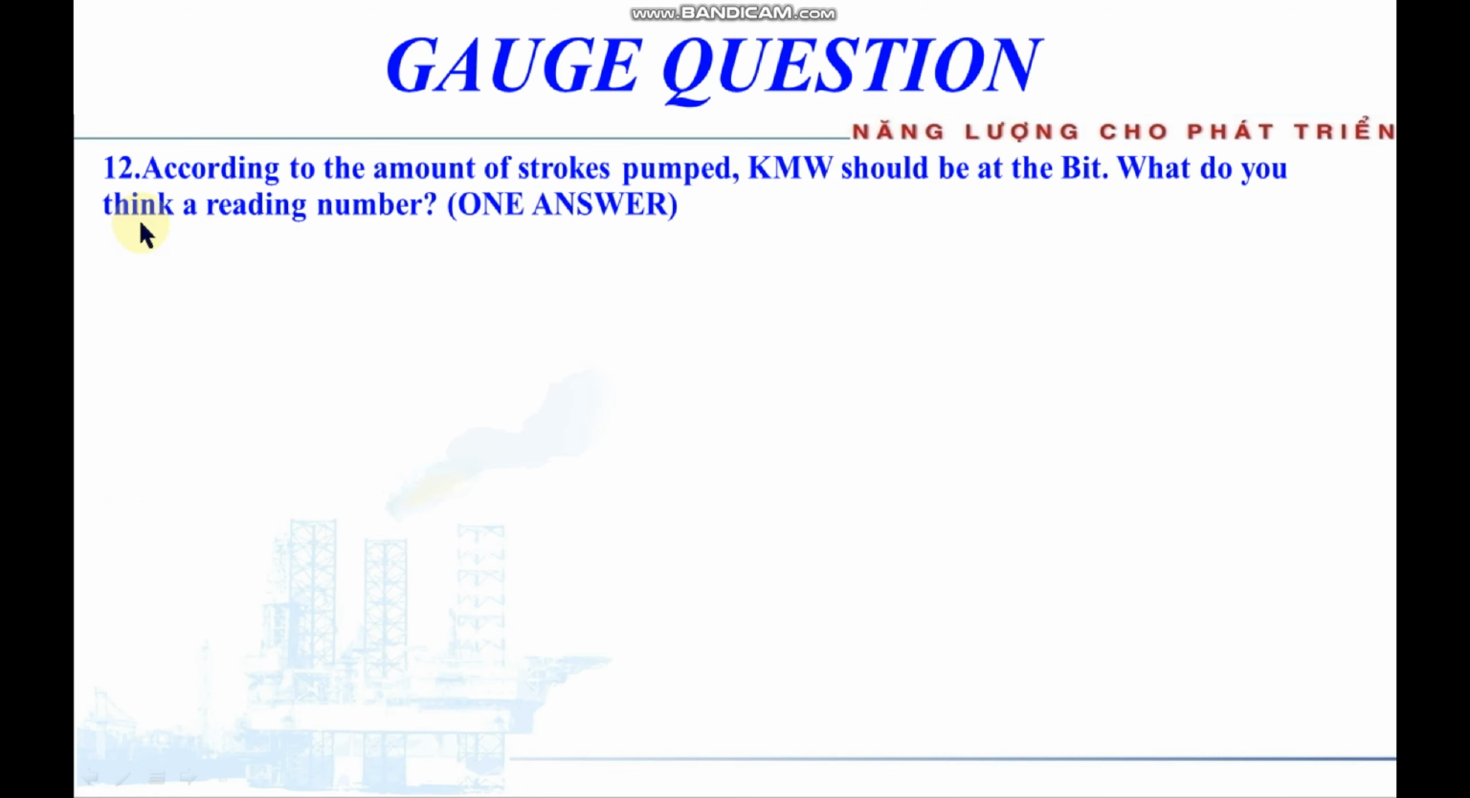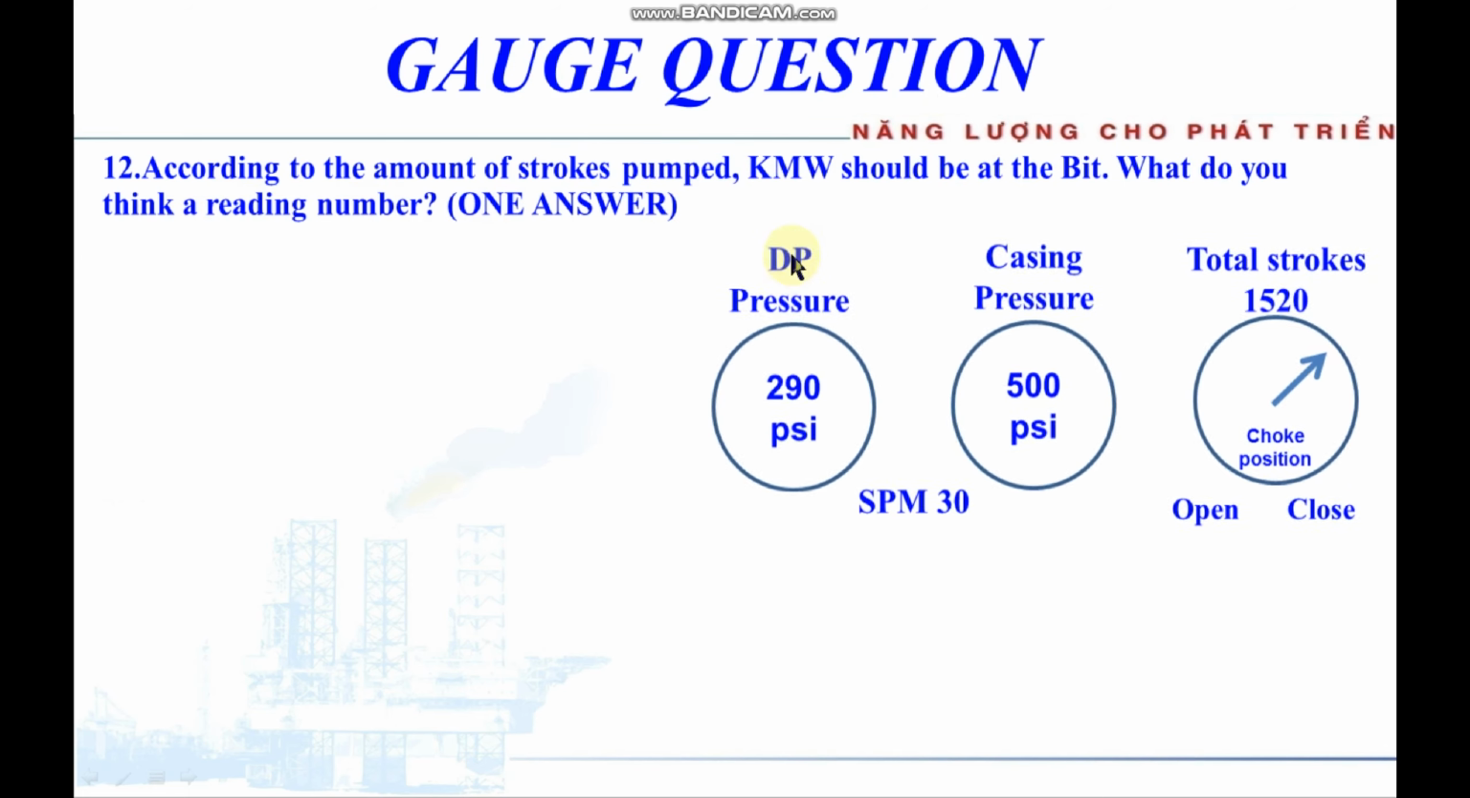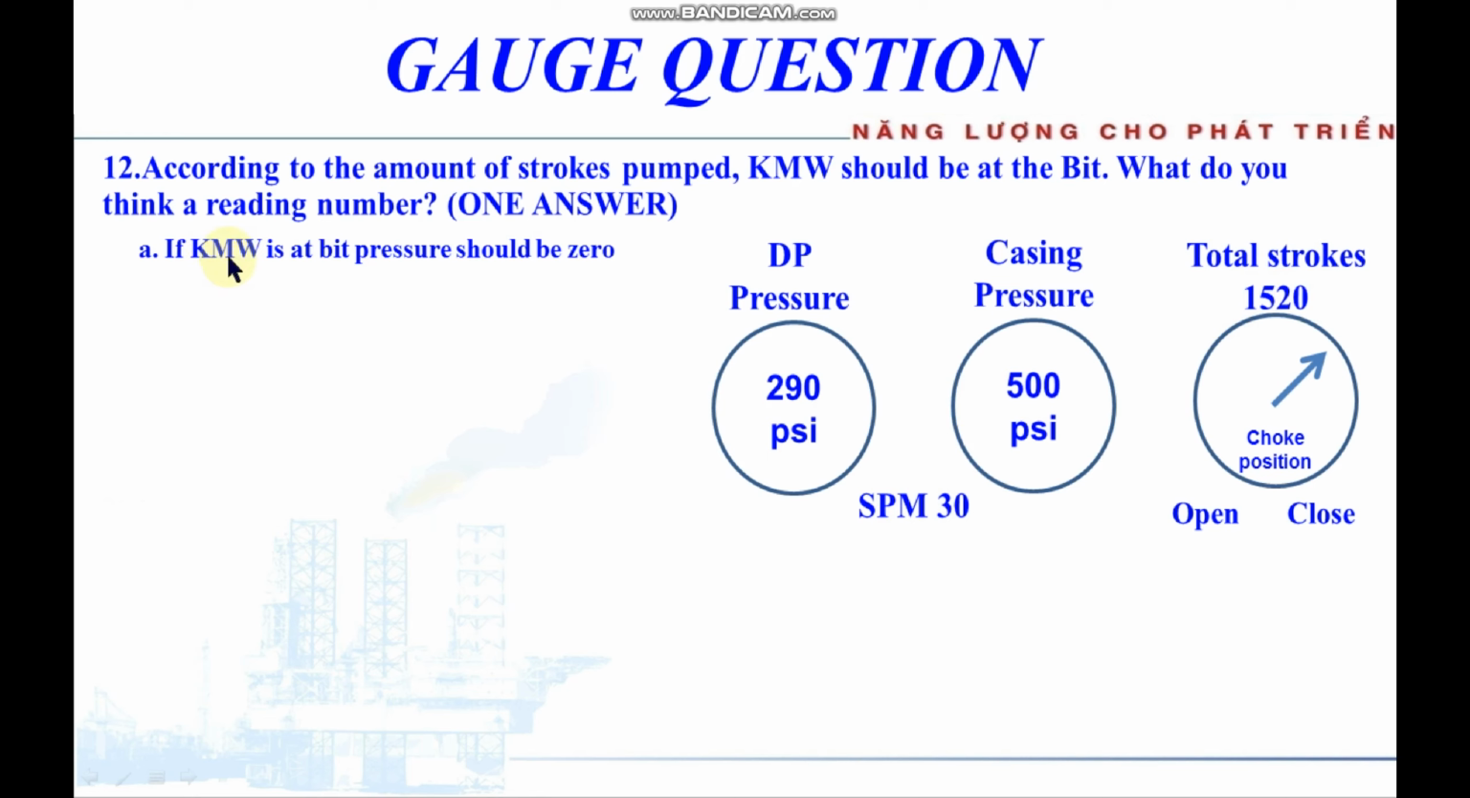According to the amount of stroke pumped, how much pressure should be at the bit? What would you take? Read the number. One answer. Dubai pressure 298, casing pressure 500, total stroke 100, SPM 25. If you want less at the bit, pressure should be 0. If at the bit, then the well is dead. She continues with the kill and pinches.